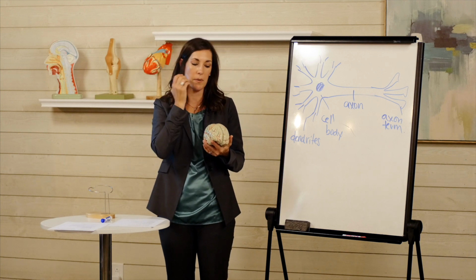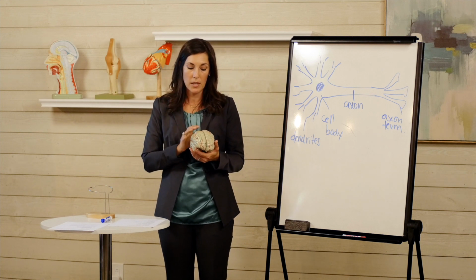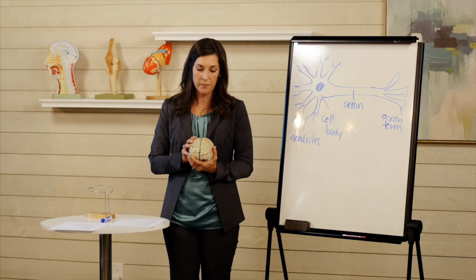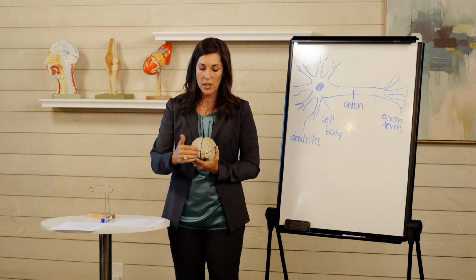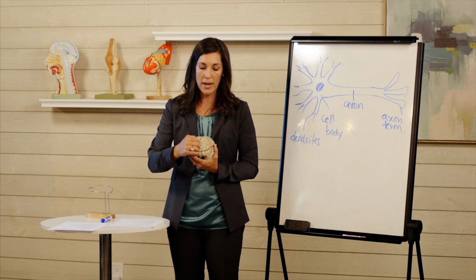So let's start with the cerebrum as we talk through central nervous system. The cerebrum, as you look at it, this is looking straight on. You can see this almost a division right down the middle.